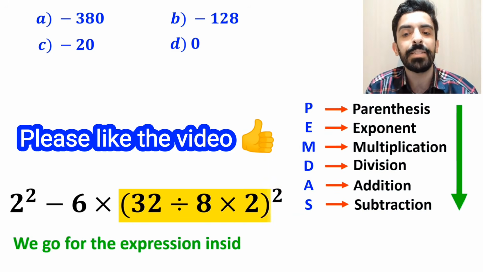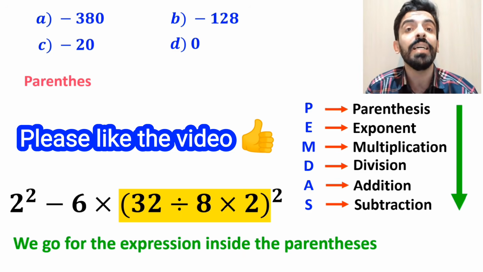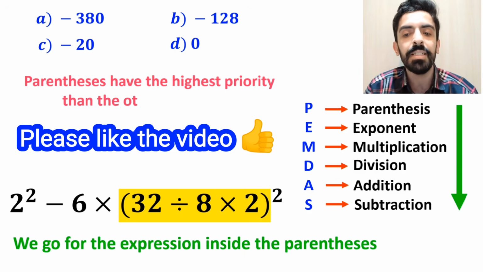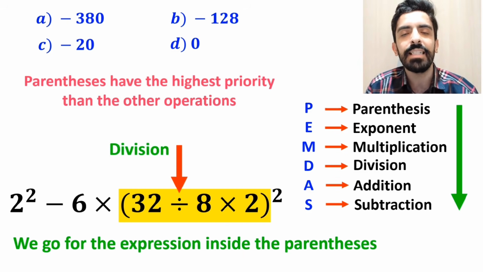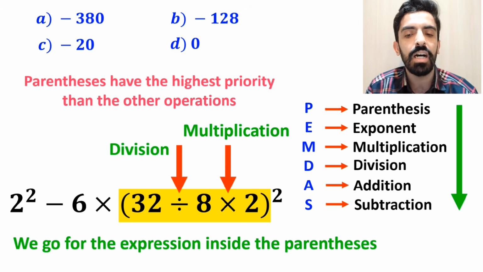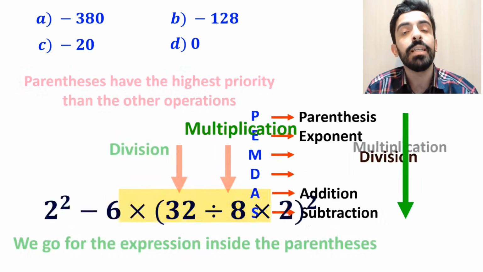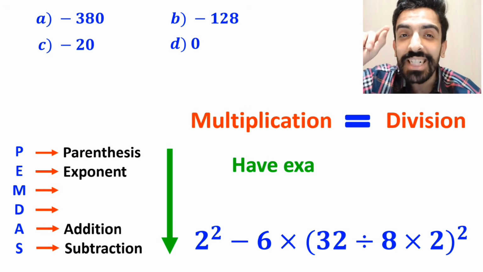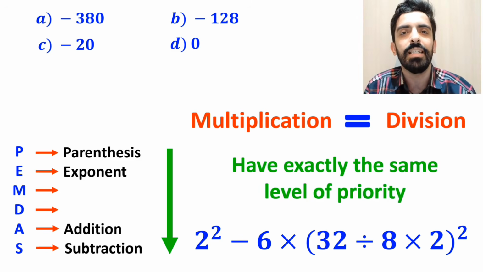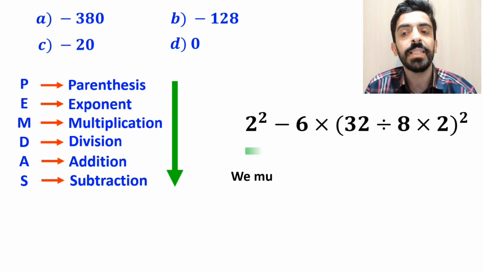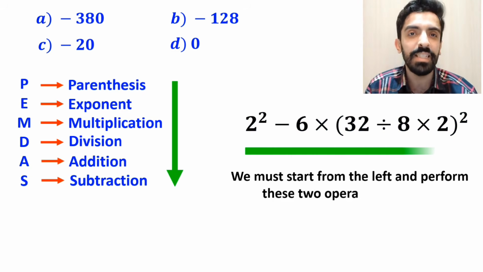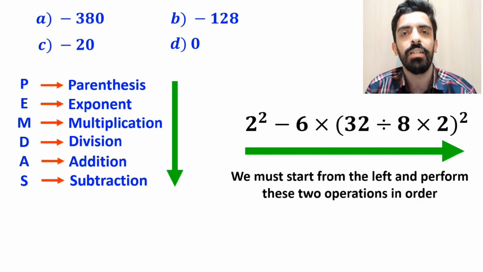So, first we go for the expression inside the parentheses because parentheses have the highest priority among the other operations. And inside the parentheses, first we have a division sign and then a multiplication sign. It's very important to note that multiplication and division have exactly the same level of priority. In this situation, we must start from the left and perform these two operations in order.